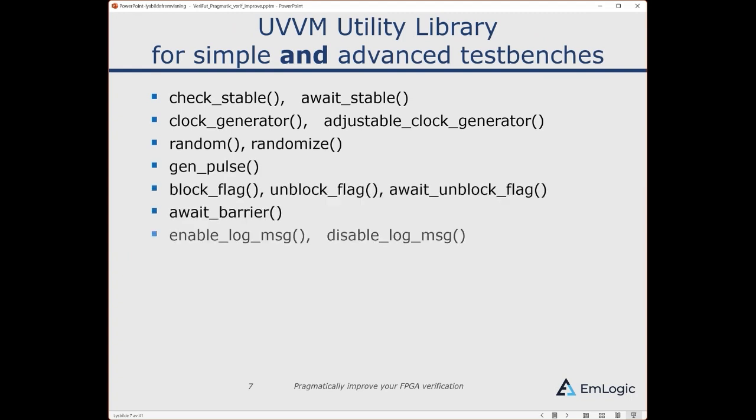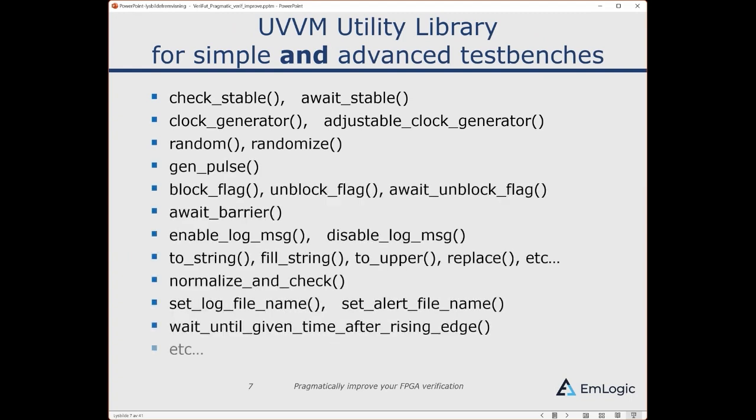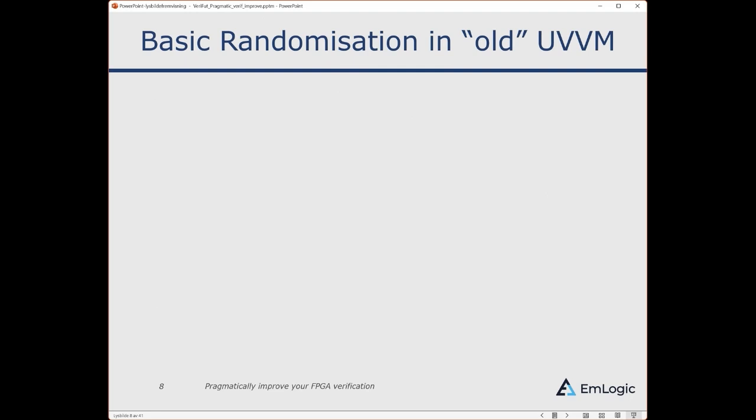Then these are some more commands, features, and procedures that are available from inside this UVVM utility library, the lowest level of UVVM. I think the most important things to mention here are the different types of clock generators, check for stability, generate pulse, and the semaphores with blocking flags, await barrier, and so on, and the verbosity control, enable log, disable log, and so on. You can have a look in the documentation and you can see all the different commands that are available.